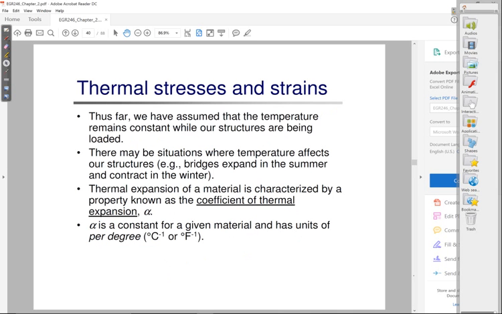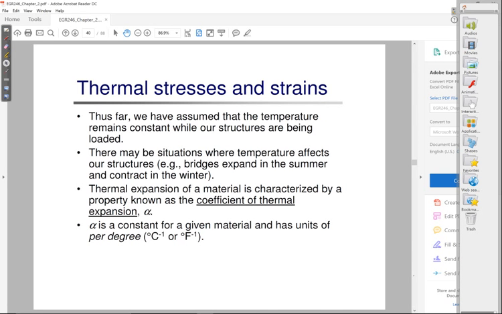Okay, now we're going to talk about the effect of temperatures. When you heat something up, I think pretty much everybody knows that the material will expand, right? And when you cool something down, then it contracts. The amount of expansion or contraction intuitively depends on the temperature, right? But it also depends on the material.